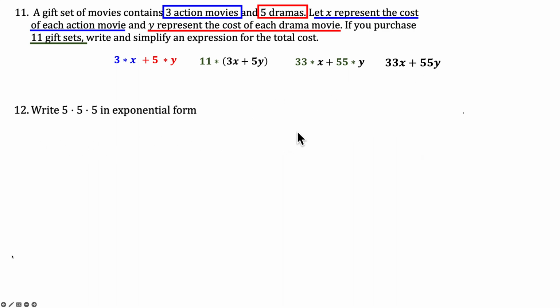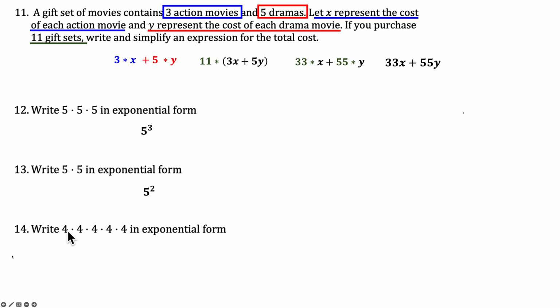Number 12, exponential notation. Anytime you multiply something by itself repeatedly, we're going to shorten that up into exponential form. 5 times 5 times 5, there's 3 5s, that's 5 to the 3rd power. 5 times 5, 5 squared. 1, 2, 3, 4, 5 4s being multiplied together, 4 to the 5th. 1, 2, 3, 4, 5 threes, 3 to the fifth.